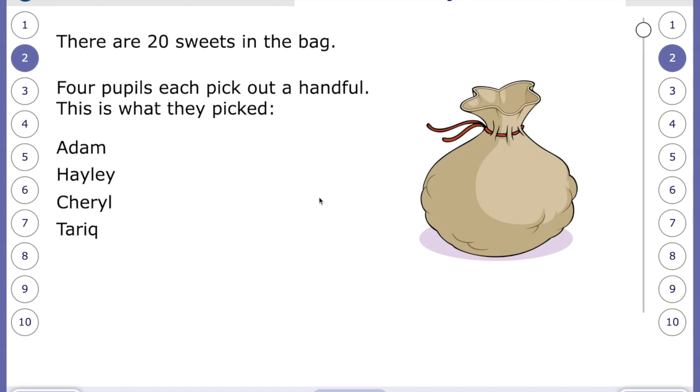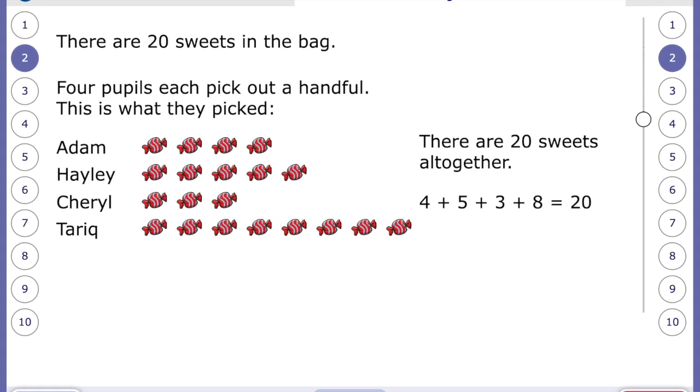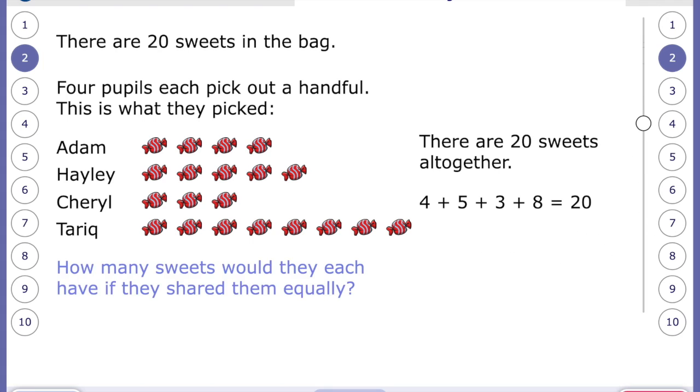So here we've got 20 sweets in a bag, and 4 pupils each pick out a handful. This is what they picked. So Adam picked 4, Hayley picked 5, Cheryl picked 3, and Tariq picked 1, 2, 3, 4, 5, 6, 7, 8. Okay, and we can see here that 4 add 5 add 3 plus 8 equals 20. So there's 20 sweets altogether.